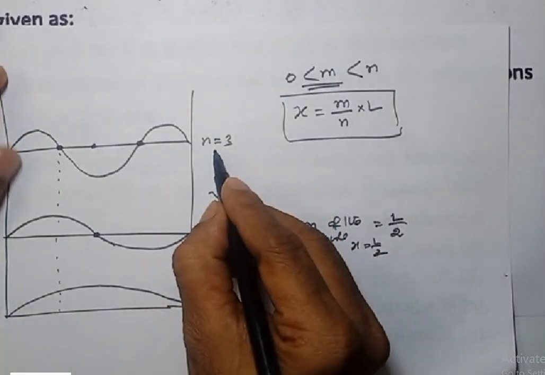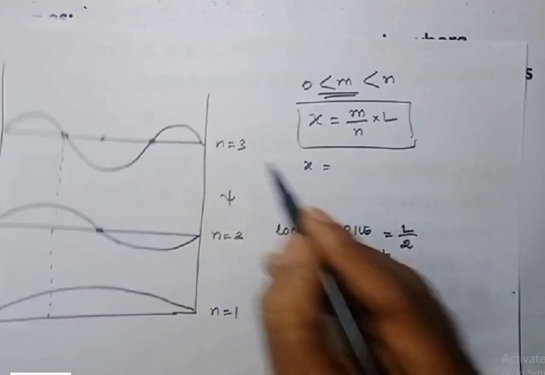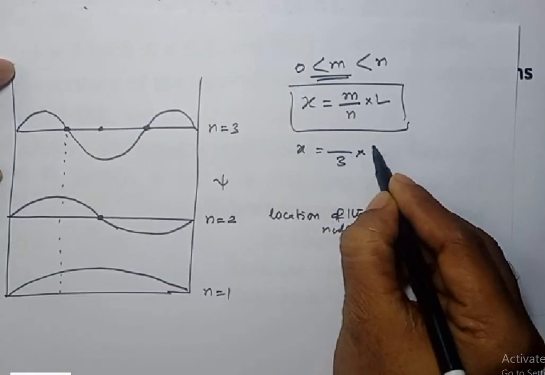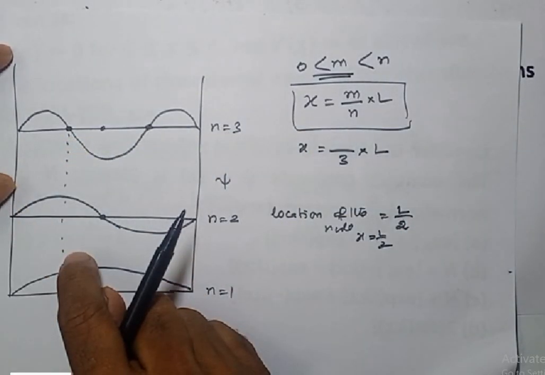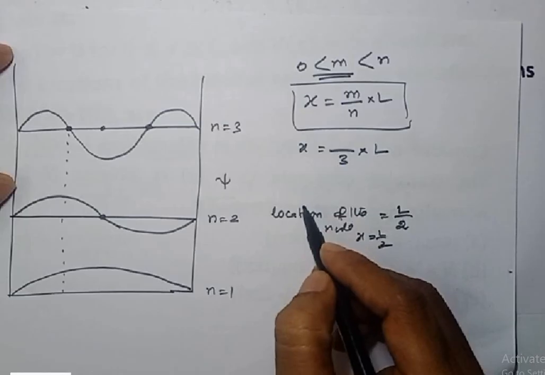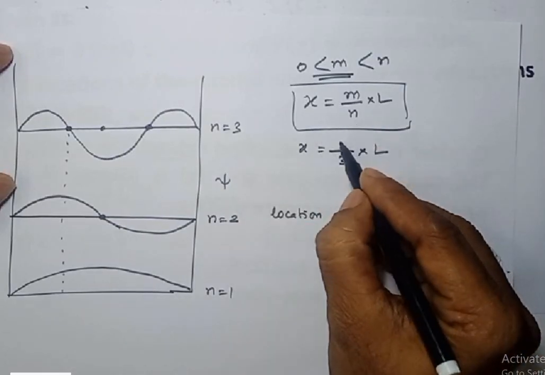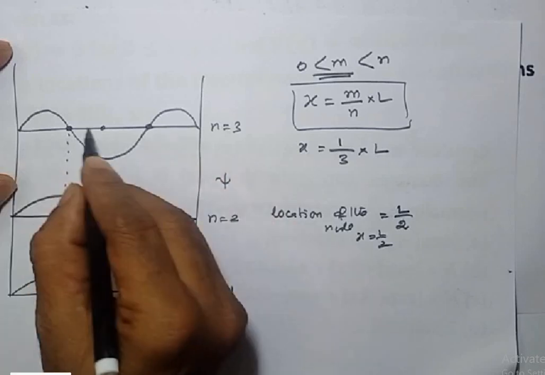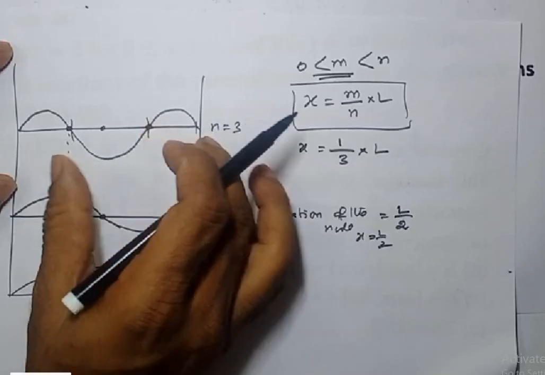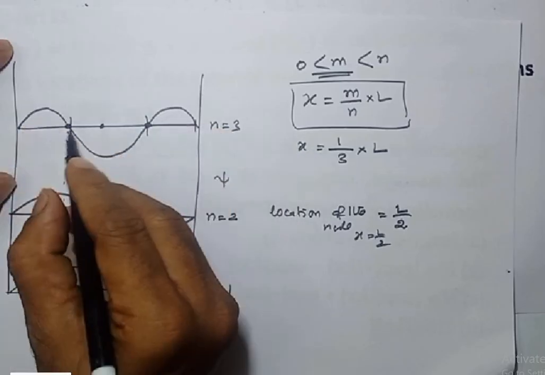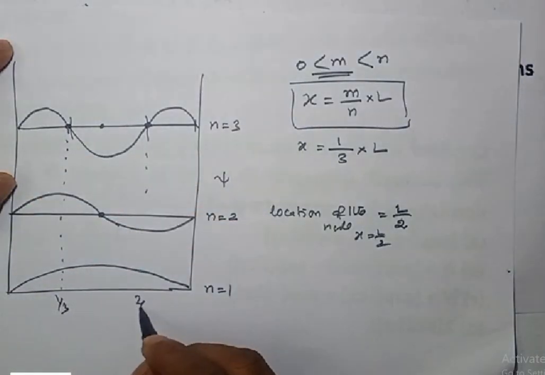Suppose you go to n equal to 3. What are the locations of the nodes? If n value is 3, what about the m value? Listen, m value should be an integer and it should be less than 3. So it should be either 2 by 3 or 1 by 3. If you take the total length as 1, you equally divide this into 3 parts. So this position is at 1 by 3 and this position is at 2 by 3.